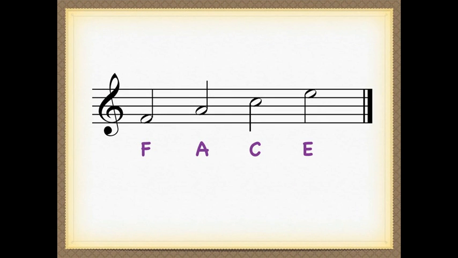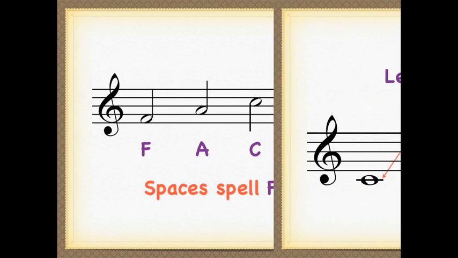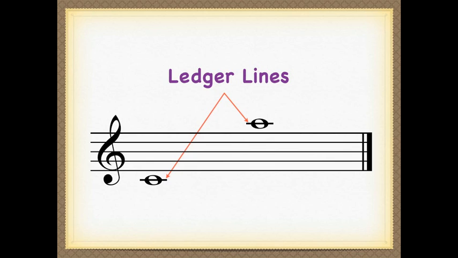The notes in the spaces spell the word face. Notes that are higher or lower in pitch than the stave itself use temporary lines called ledger lines to keep them in place.